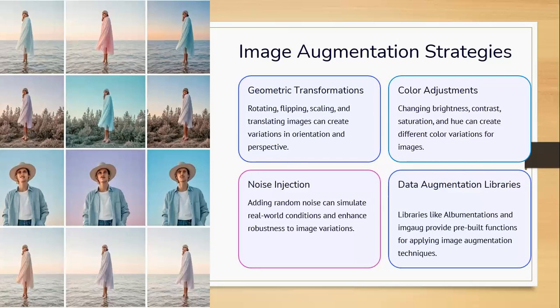And noise injection: adding random noise. This noise injection is used under audio augmentation strategies, but in some cases we have video with audio and images also, and in images also we can introduce noise to increase the size of the dataset. And for data augmentation, we have built-in libraries for creating image augmentation techniques.